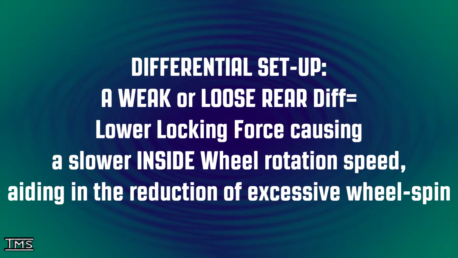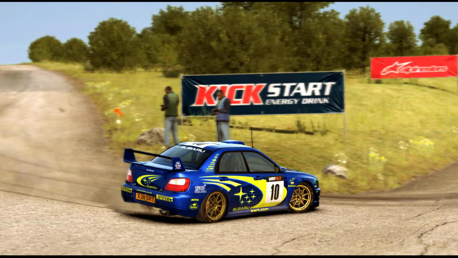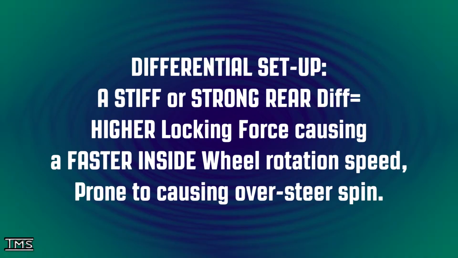A weak or loose rear differential means that the locking force in the rear is low. This means that when you're cornering, the inside tyre will spin slower than the outside in order to avoid traction loss and oversteer. This can help a slower driver gain time as they're not spinning the tyres, but a stronger driver will be able to control the slide and come out of the corner with more speed with a stiffer rear end.